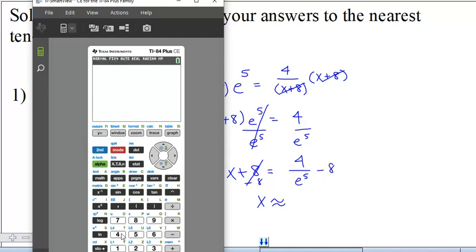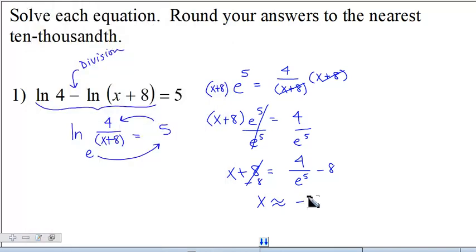We need to do 4 divided by e to the 5th. You're going to find the e on the left-hand side of your calculator, e to the x. So we'll use second ln to access this. I'm going to go ahead and put the 5th power there. I'll use the right arrow button, and then I can subtract 8. When I hit enter, you can see that it has already rounded my answer to the nearest 10,000th: negative 7.9730.